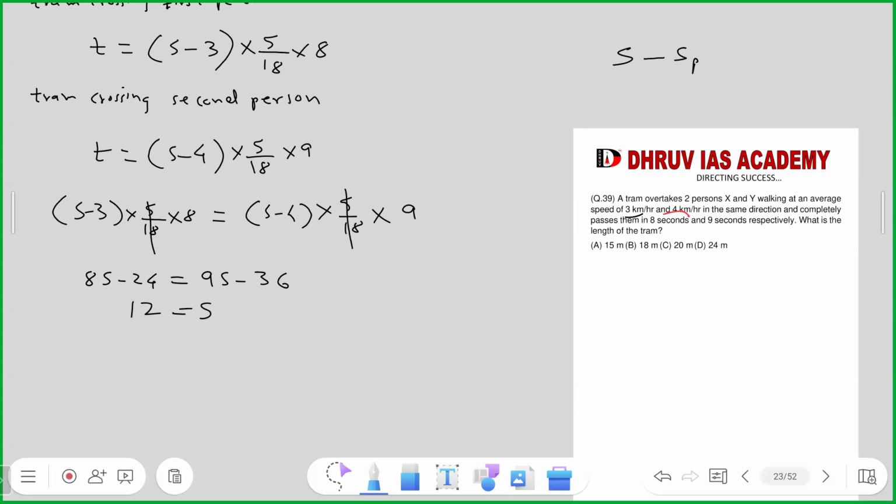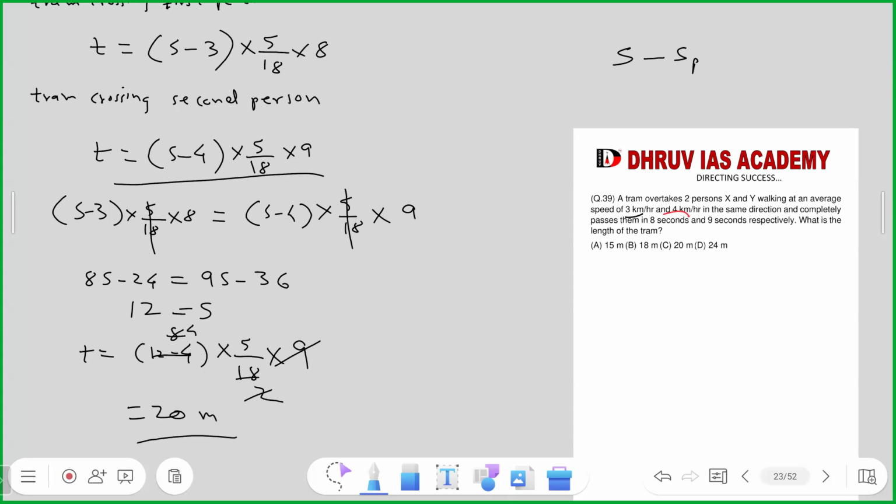Now you substitute this value in either the first or the second equation, and you can get the length of the tram. If you substitute the value in this equation, t equals 12 minus 4, into 5 by 18, into 9. So 9 by 18 is half, 2 4s are 8, and 4 5s are 20. So the length of the tram is 20 meters.